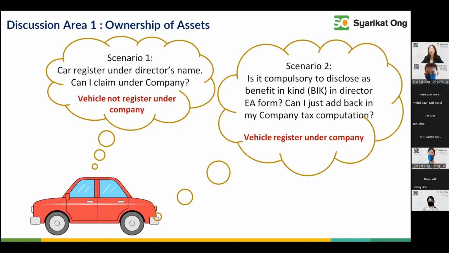If I register all the cars under the directors' names, the EA form, the BIK of the director is going to look really, really huge. And I, as a finance person, don't know how to talk to my directors about it. Can I just, in the event of an audit, let whatever is on the car be disallowed in the tax computation, okay, and settle with it? Can I use that as a way of not disclosing the benefit in kind of the company car to my directors? Because it may be multiple cars, right?